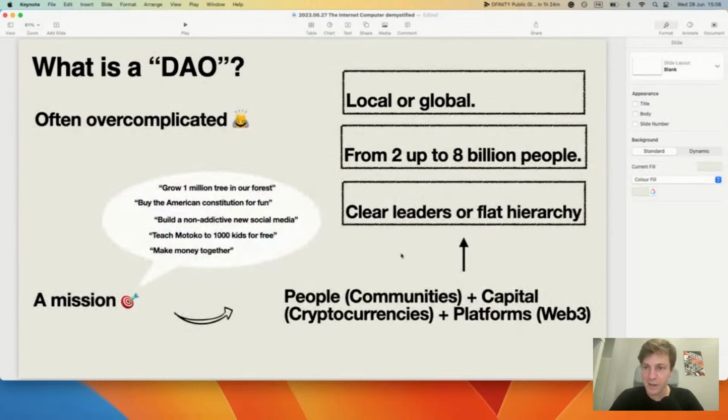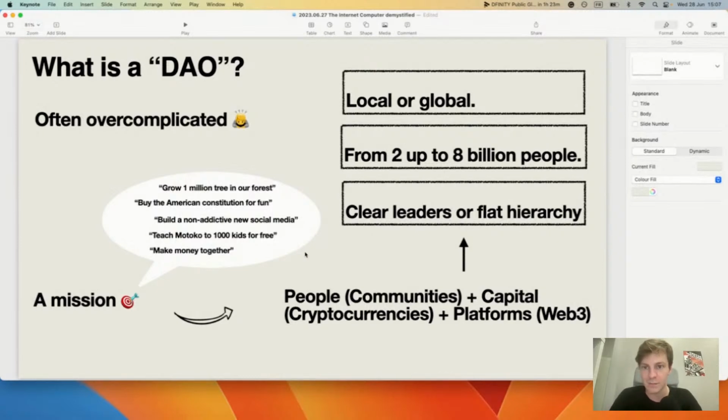Now, what is a DAO? Well, we've seen a lot of complication around this term. I would just say you have a mission. I've listed a few missions. Let's say some of them are real, some of them are not. Grow 1 million trees in the forest, rebuild the American Constitution for fun, build a non-addictive social media, teach Motoko to 1,000 kids, make money together. So it can be any kind of mission.